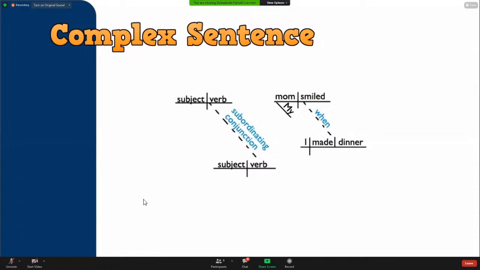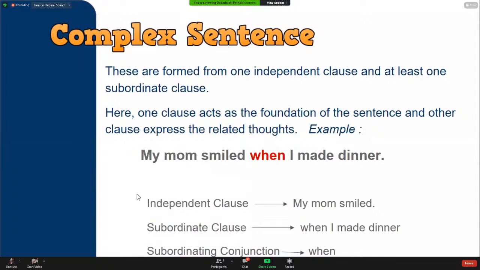The independent clause is the main foundation of the sentence, and the subordinate clause adds extra meaning or related thoughts to the sentence. You will definitely be confused about which one to choose as the independent clause. Let us see a few examples first.